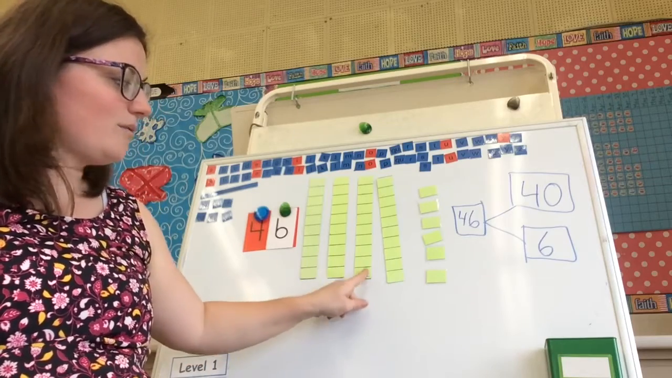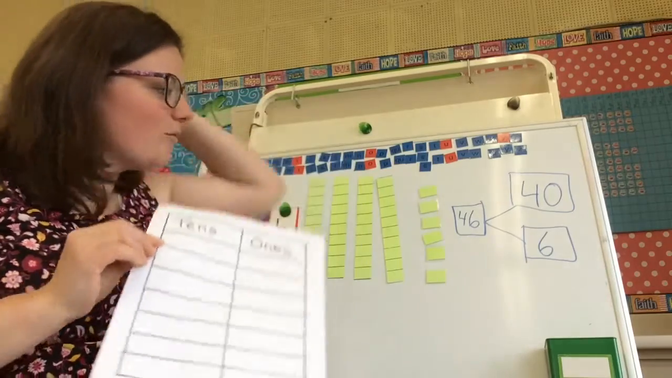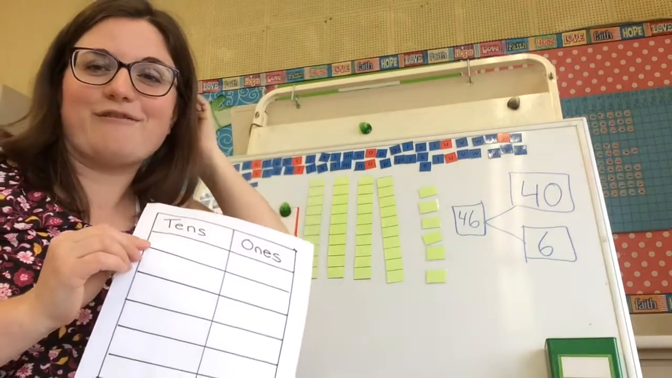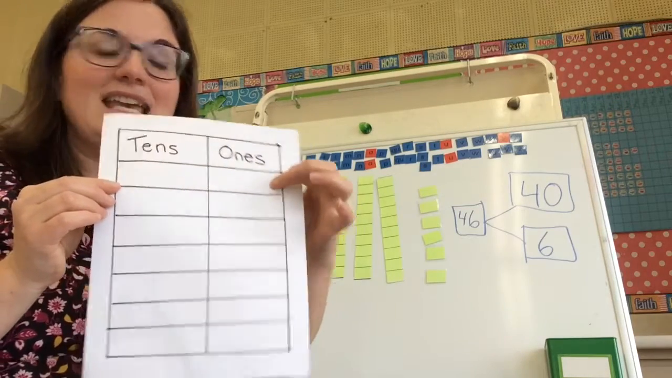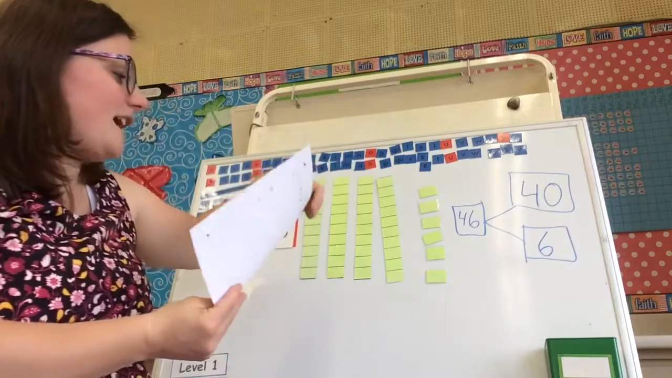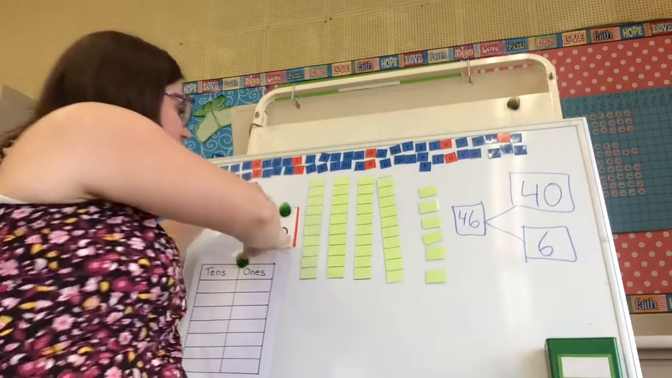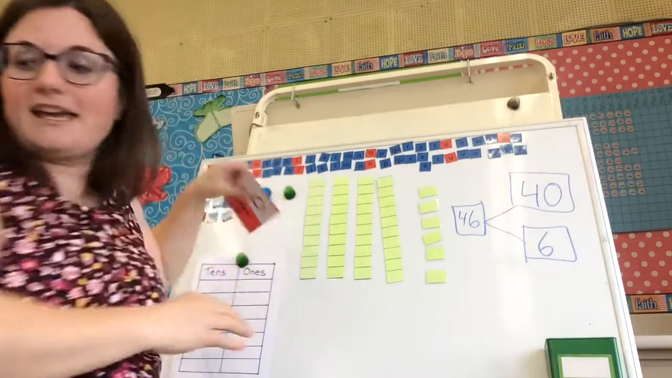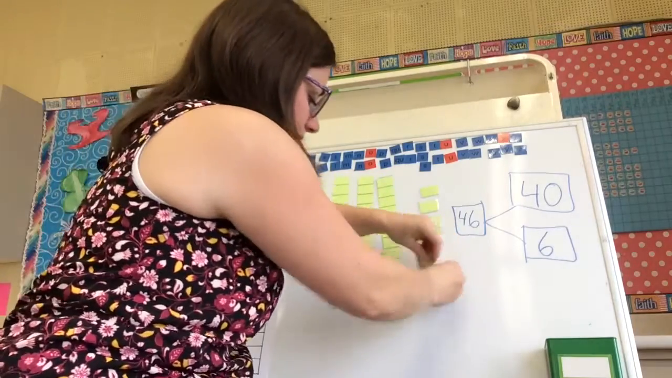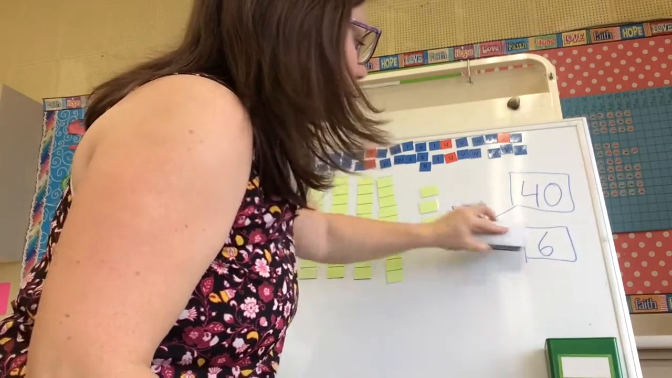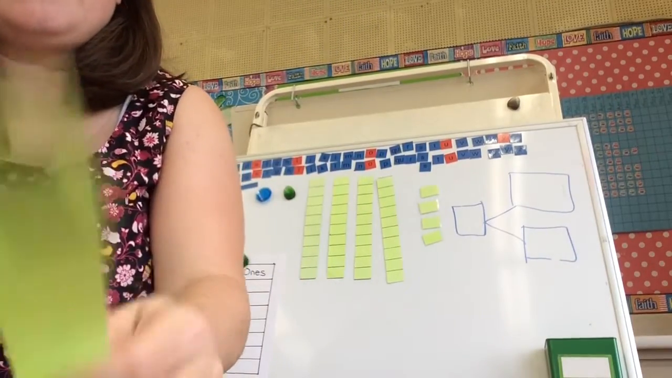1, 2, 3, 4. So I would like you to put a 4 in the tens. Then I want you to see how many ones do we have? 6. And I want you to put a 6 in the ones. Okay? So you're going to put a 4 in the tens and a 6 in the ones. Okay? Now I'm going to get us a new number here. Okay, and let's figure out what our new number is here.